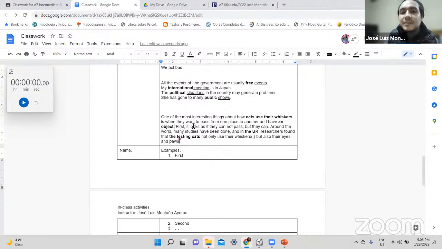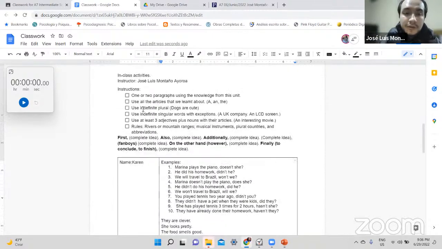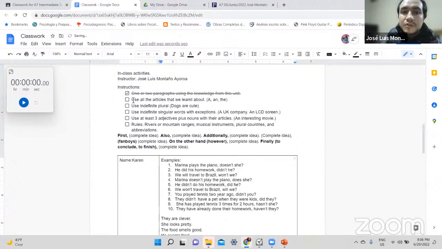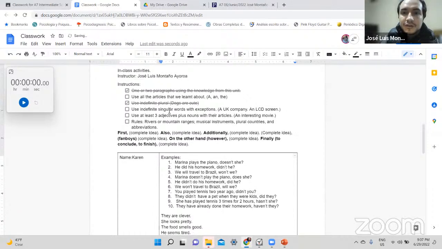You say, first, it looks as if they cannot pass, comma, but they can, period. Around the world, many studies have been done. And in the UK, researchers found that testing cats not only use their whiskers, but also their eyes and paws. All right, and that's it. Good. So we got to work with some of them. We didn't use all of them, right? I think we're missing a. We didn't use it. You have that one as well.